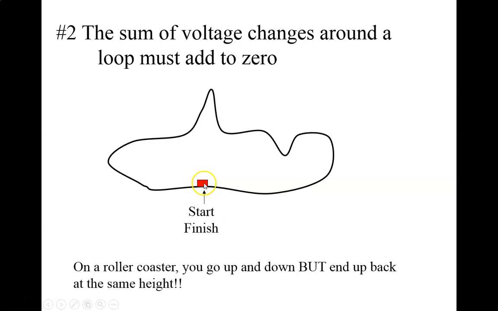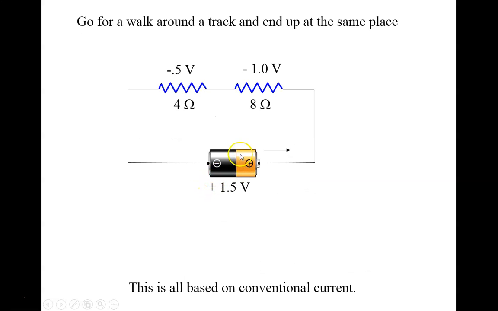Okay, that is basically what this rule says. If I'm in a roller coaster and I go up and then I go down and around, if I start and end, I'm going to end up at the same altitude, the same height. For a circuit, we're going to say that you start and end at the same voltage, the same electrical potential. So basically, when you take a trip, the sum of everything is going to add up to be 0.